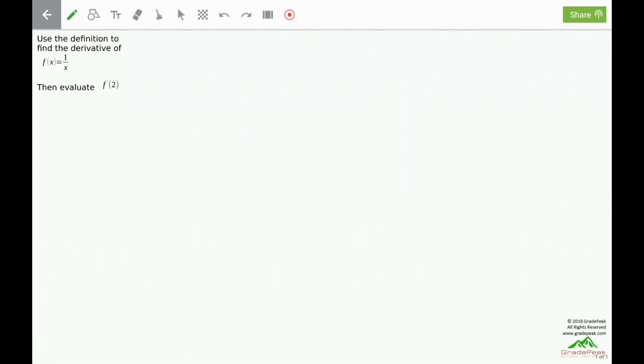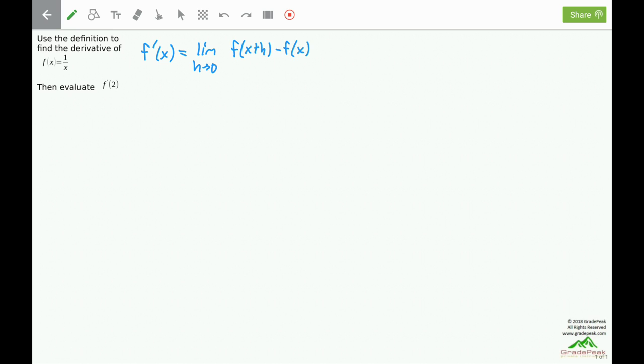Use the definition to find the derivative of f of x equals 1 over x. Then evaluate f prime of 2. First thing to do is write down the definition of the derivative. F prime of x equals the limit as h goes to 0 of f of x plus h minus f of x all over h.